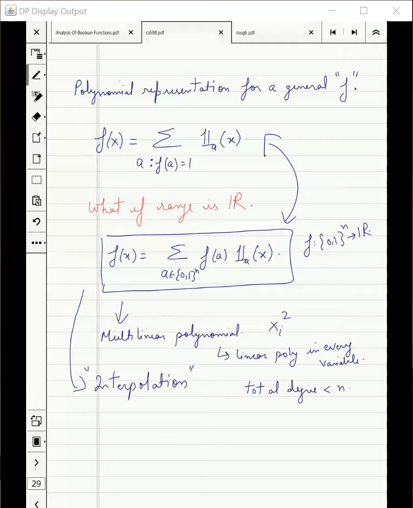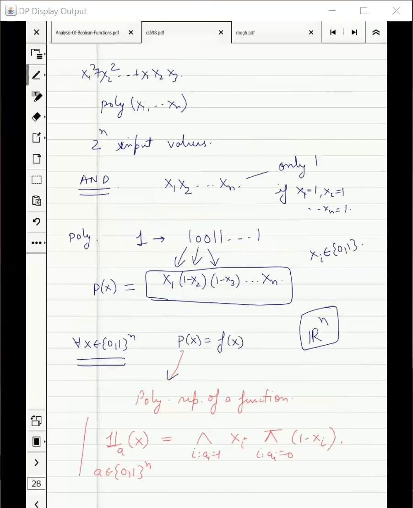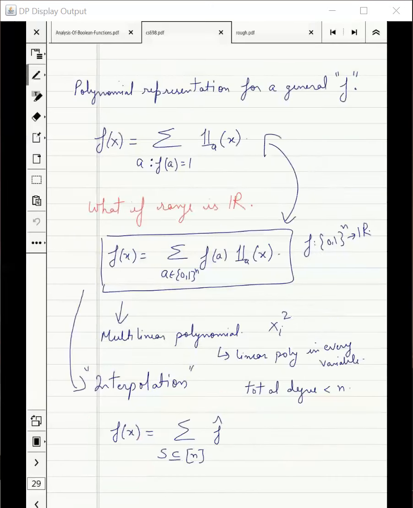Sounds good. So my claim is going to be that every function can be written as this. I shouldn't write it as f at s, but some coefficient a_s, and then sounds fine.